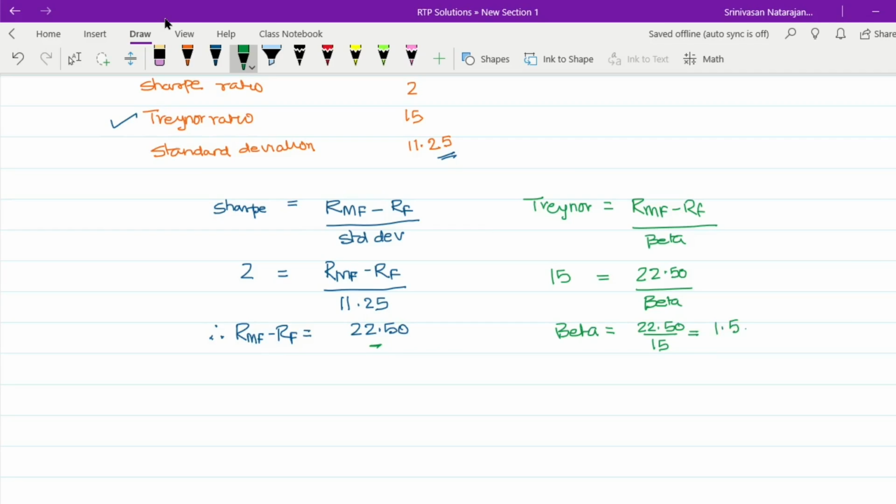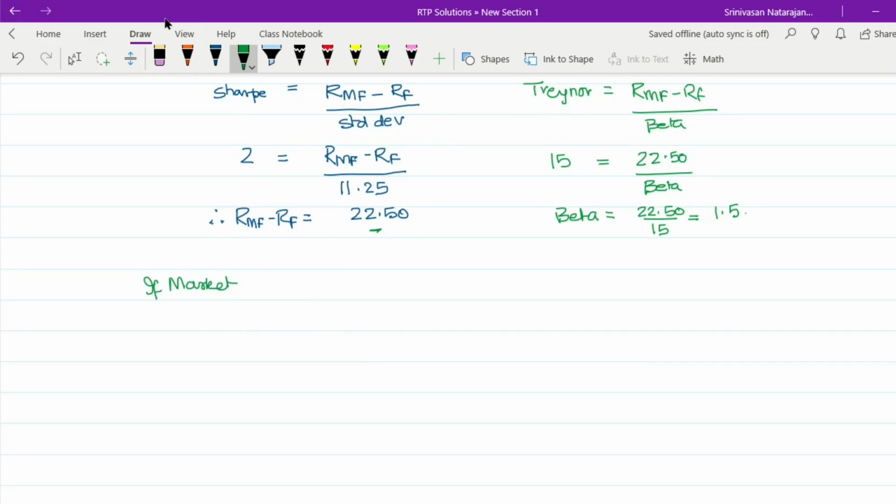See students, now we have calculated beta and we know that the market has dropped by 5%. And since beta is positive, that means the portfolio also would have moved in the same direction. So now we calculate that for a 5% move, how much would the portfolio have moved by? If market goes down by 1%, portfolio will go down by 1.5%. Therefore, if market goes down by 5%, then how much will the portfolio go down by?